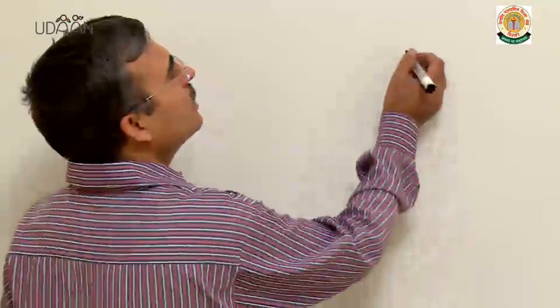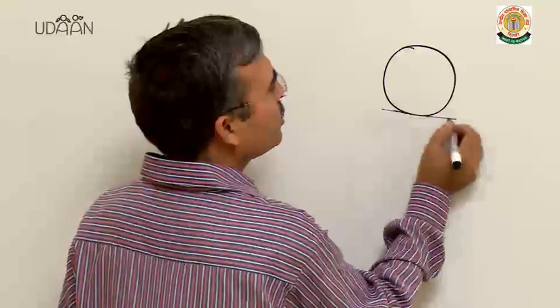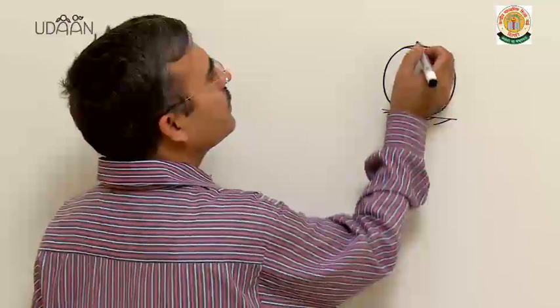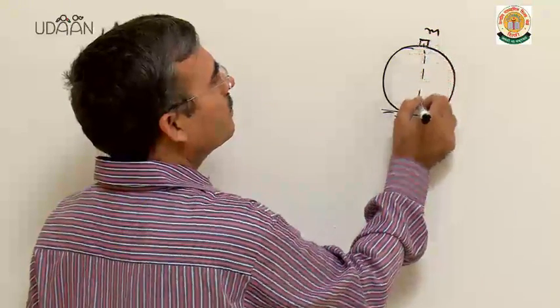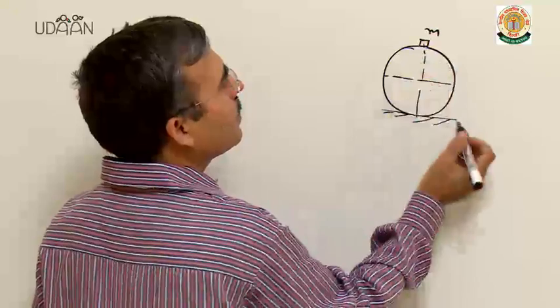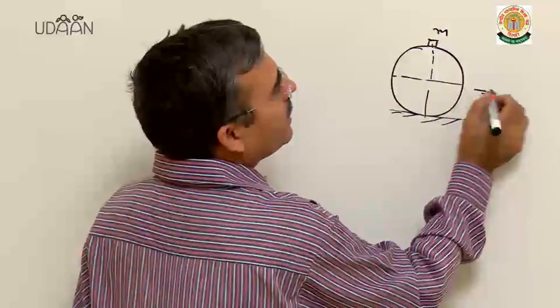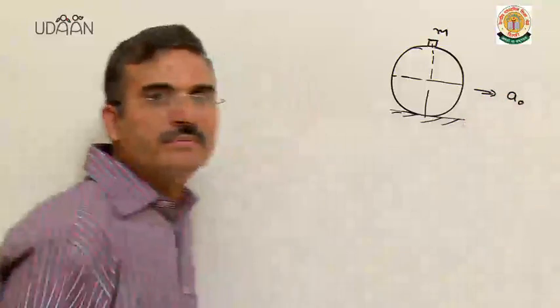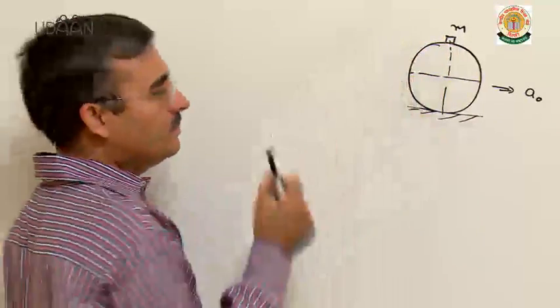Work energy theorem is valid in non-inertial frame also. Let us take one example of non-inertial frame. Suppose it is a smooth sphere, block is placed there of mass small m. It is accelerated this side with the acceleration a naught. So clearly small m block will slip this side.